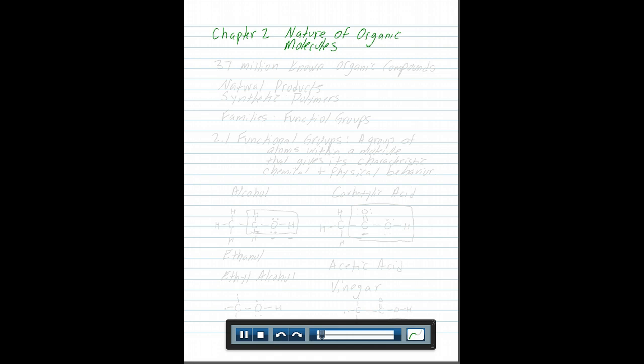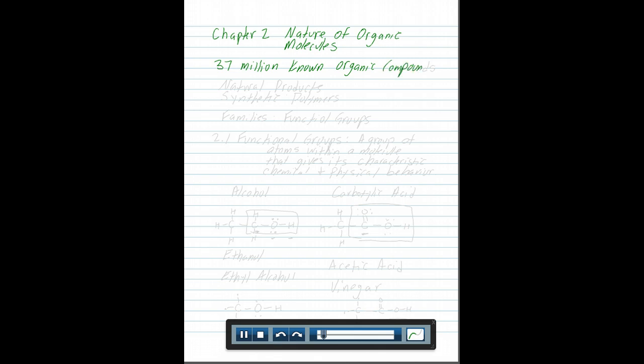One of the things in organic chemistry, I probably mentioned this before, is that there's pretty much an infinite number of molecules that you can create or are on our planet. Your book says there's approximately 37 million known organic compounds. That obviously is a lot.